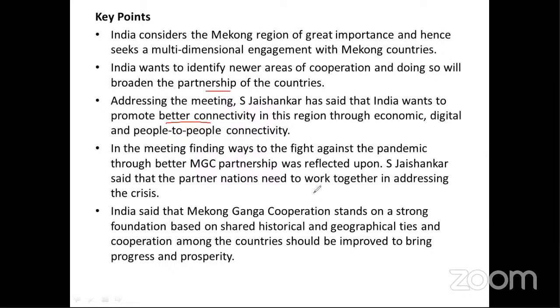The Indian government will export some medical devices to these countries, or they can also import some important hospital items, like cylinders and ventilators. All these things are required. So India said that Mekong Ganga Cooperation stands on a strong foundation based on shared historical and geographical ties, and cooperation among countries should be improved to bring progress and prosperity.